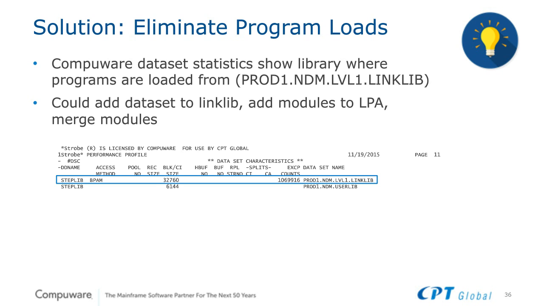There's a lot of ways you can eliminate that. You could put the library into the linked list, the library look-aside. You could maybe put the modules into LPA. Our recommendation was to merge them, just put all the modules into one, because one of the modules I think was basically just a link and not a whole lot of other processing. So we actually recommend eliminating that and getting rid of the actual area altogether.